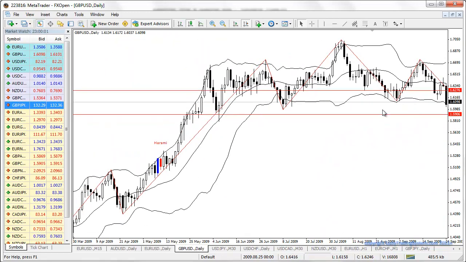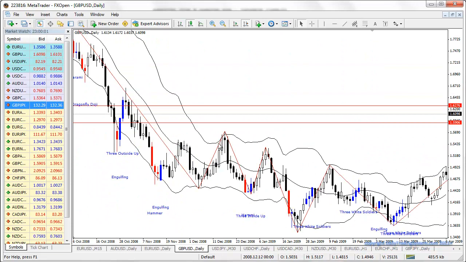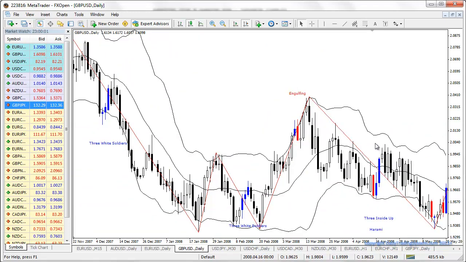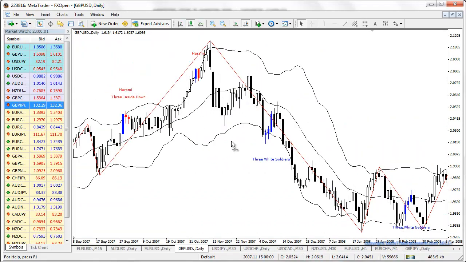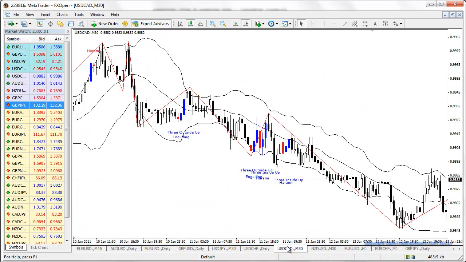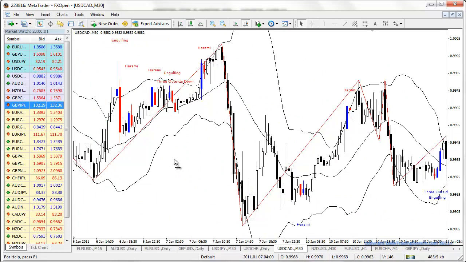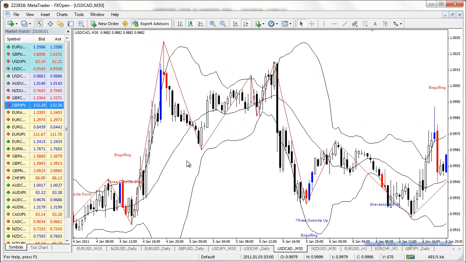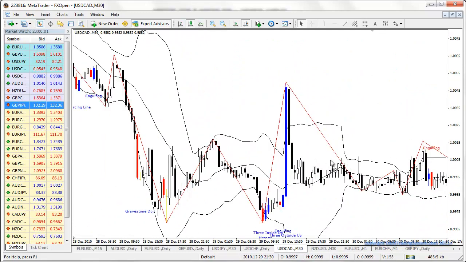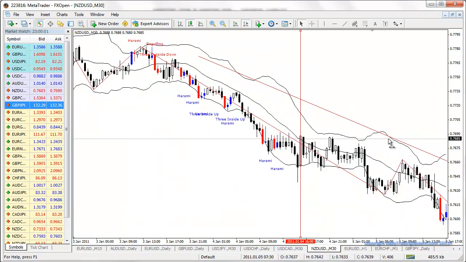Okay, let's see if we can find some more examples. Here is another shooting star. It's got a very nice long wick on there, so that's all good. Let's see if we can find some other ones. Oh, I'm not really finding any good examples here.